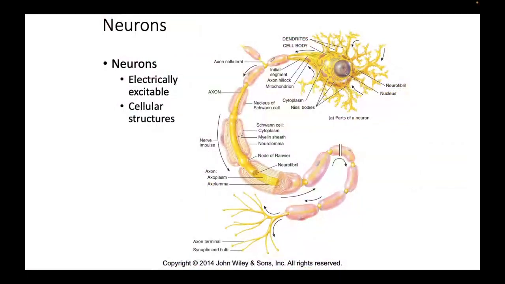When we look at the neural system, it is made up of two cells. One of them is called the neuron, and the second type of cell is called neuroglial cells. Those are the two types of cells within the neural system. What we're going to be focusing on right now is the neuron. Now, the neuron of these two cells is the only one that is electrically excitable.